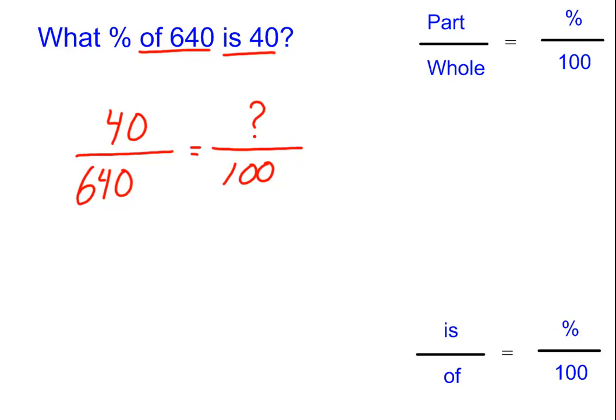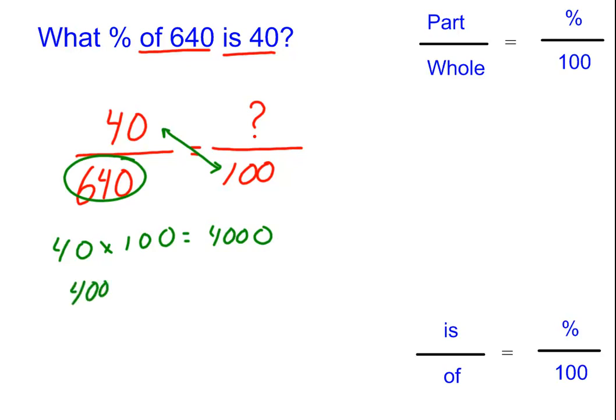So now we're looking for what we can multiply across our fraction. We're always going across here. And so we're going to multiply 40 times 100. So 40 times 100 is equal to 4,000. And then we divide by the other number that we haven't used yet. So 4,000 divided by 640 is equal to 6.25.